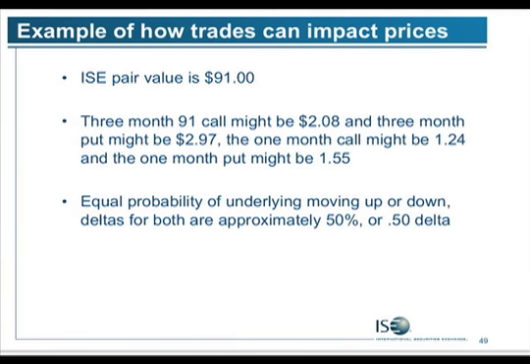So let's look at the ISE pair value at 91. By the way, I think this is AUM at a couple weeks ago. So the 91 call might be 208. The 3-month might be 297. I'm sorry, the 3-month call might be 208, and the 3-month put might be 297. The 1-month call might be $1.24, and the 1-month put might be $1.55. So it's a 50-50 probability.